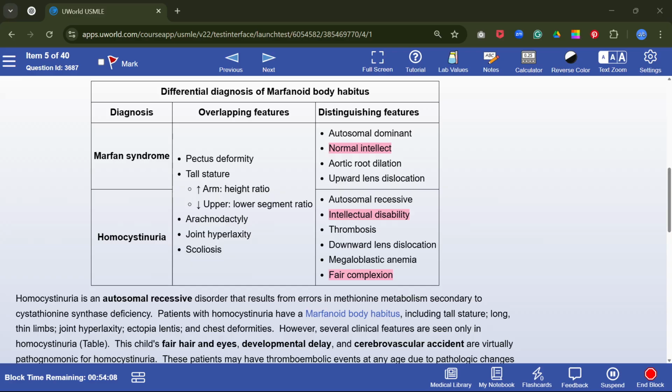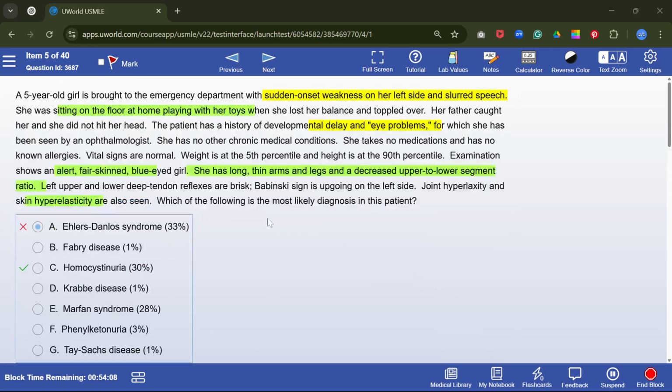pathognomonic for homocystinuria. The overlapping features are pectus deformity, tall stature, increased arm to height ratio, decreased upper to lower segment ratio. There is arachnodactyly, there is joint hyperlaxity, and there is scoliosis.